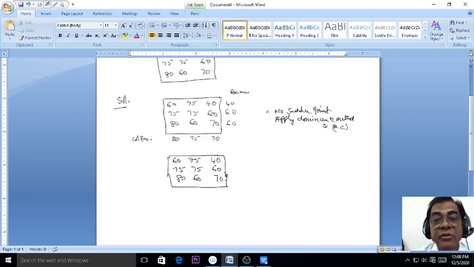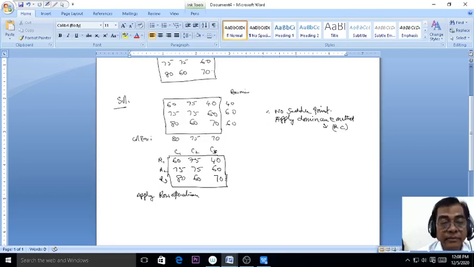It means that you have to apply the row operation. So what is a row operation? Let these be R1, R2, R3, C1, C2, C3. Check which row is dominated by the other row. See, 75 dominates 60, 75 is equal to 75. It means equal or dominated. 60 dominates 40. Or take R3 to R1.